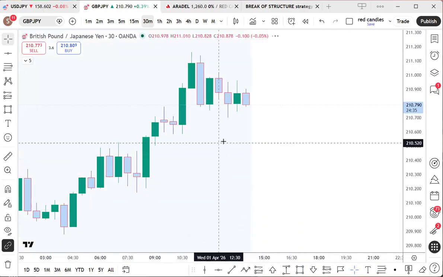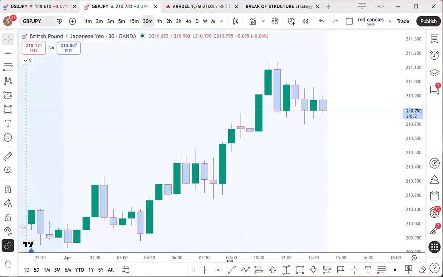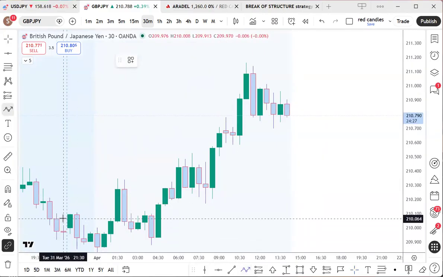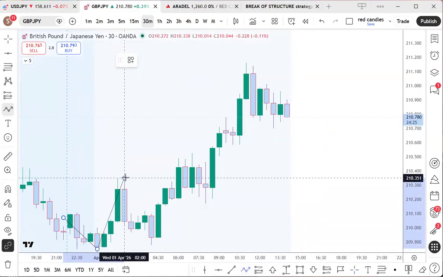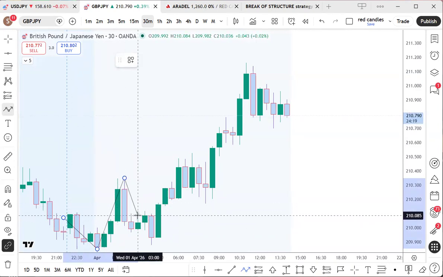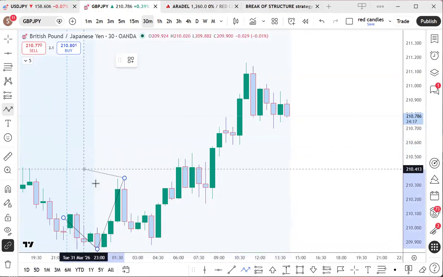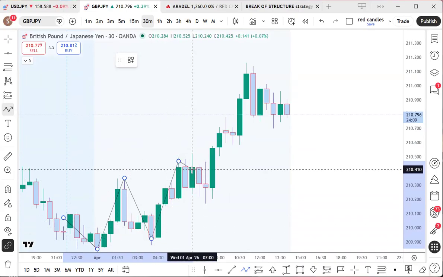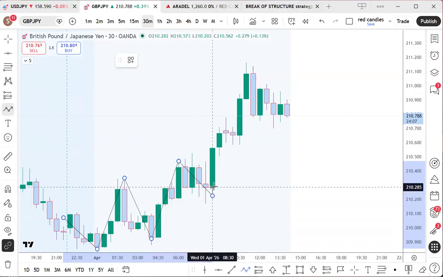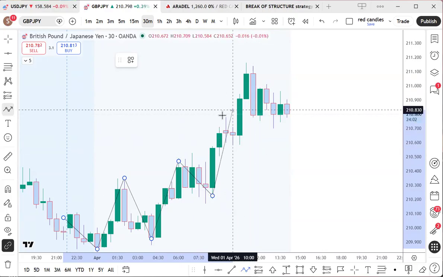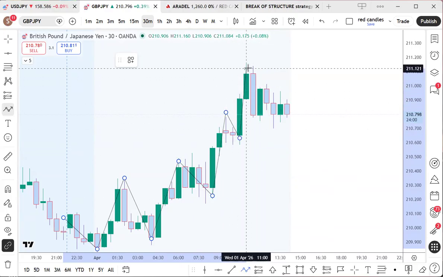Okay, let's look at the next pair. This is pound JPY. Pound JPY today has been in a nice trend. It first moved down, then moved up. During Asia, it gave a nice break of structure. If you were awake at this time, you then see it move down like that, and then it pushed up again, another break of structure, another pullback. During London session, it pulled back nicely there, and then gave us this nice move here.